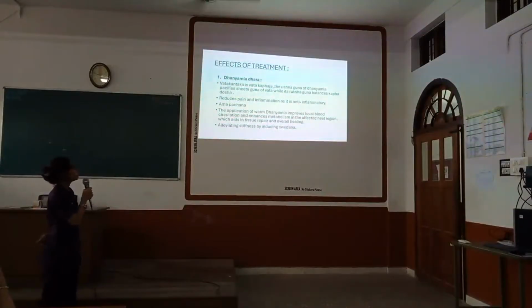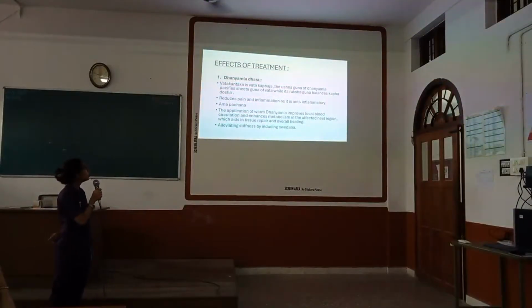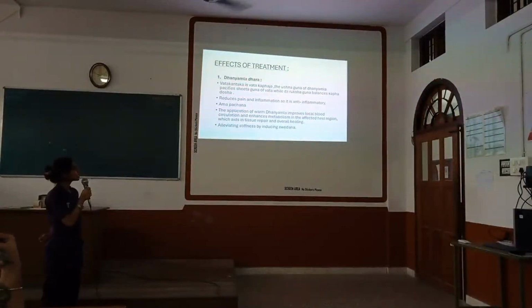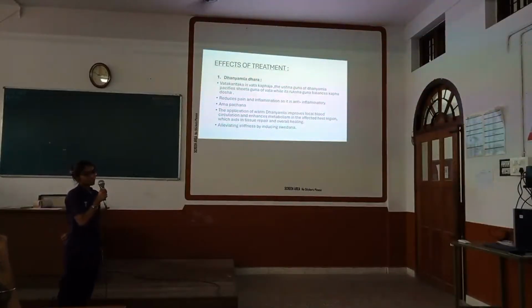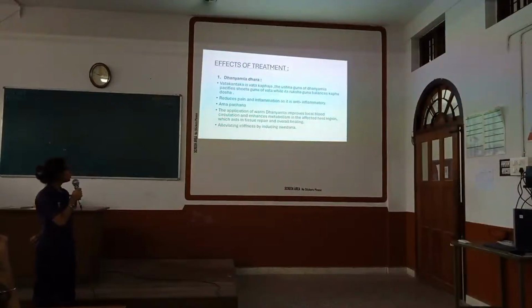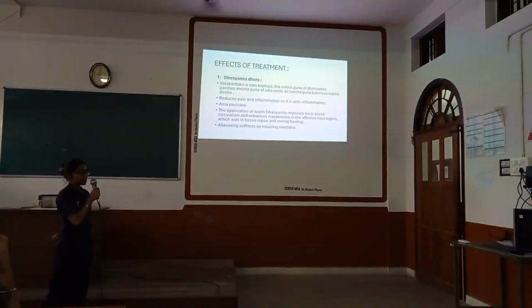Effect of treatment. Dhanyamla. Vata is Vata Kaphaja. The Ushna Guna of Dhanyamla pacifies the Sheeta Guna of Vata, while the Ruksha Guna balances the Kapha dosha. It reduces the pain and inflammation because it is anti-inflammatory, and it also helps with Ama Pachana.